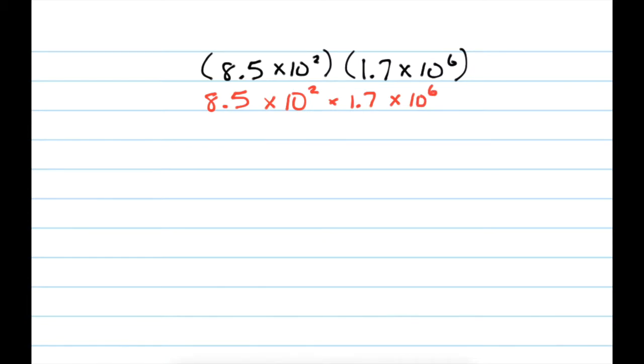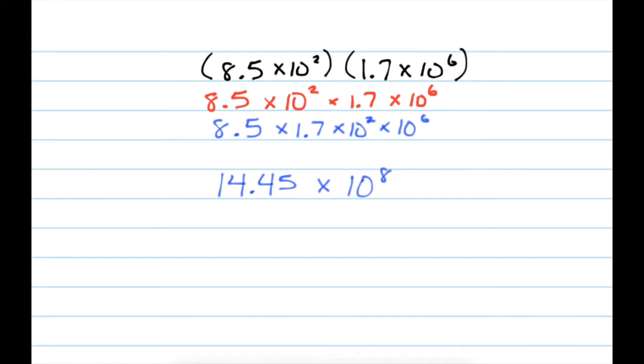Now the commutative property of multiplication tells me that I can put these in a different order. 8.5 times 1.7 times 10 squared times 10 to the 6th. And that doesn't change the value of my number. Now on my calculator, I'm going to do 8.5 times 1.7, and I get 14.45. But I don't need my calculator for 10 to the 2nd times 10 to the 6th. I know that I just add my exponents.